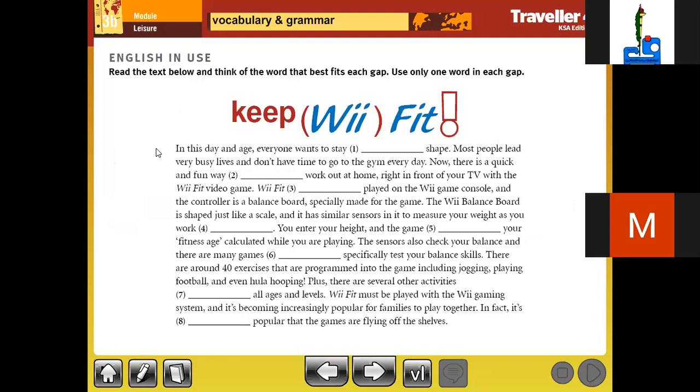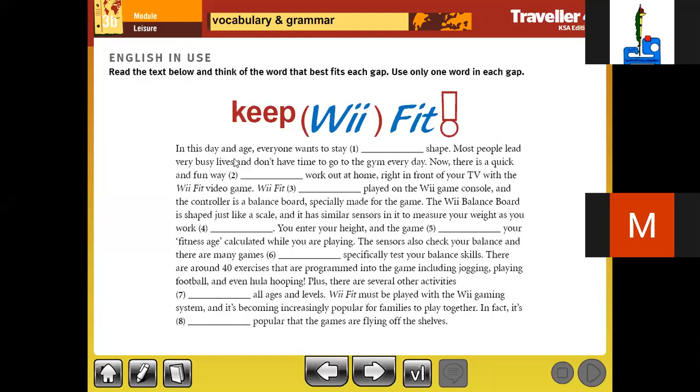Thank you for this section and let's move on to English in use. Read the text below and think of the word that best fits each gap. Use only one word in each gap. Wii Fit. What is Wii Fit? Wii Fit is an exercise game with several activities, okay?